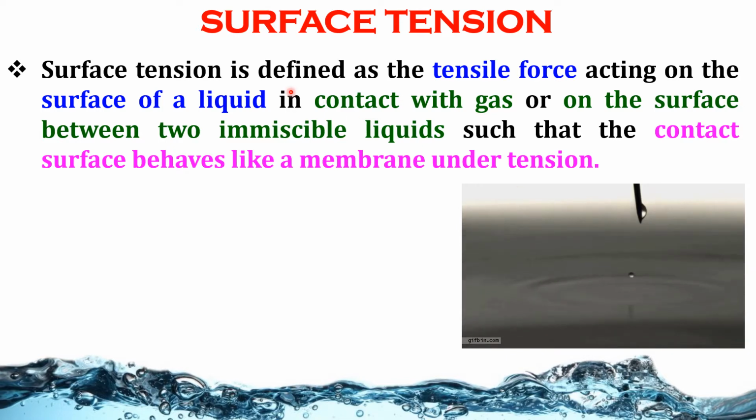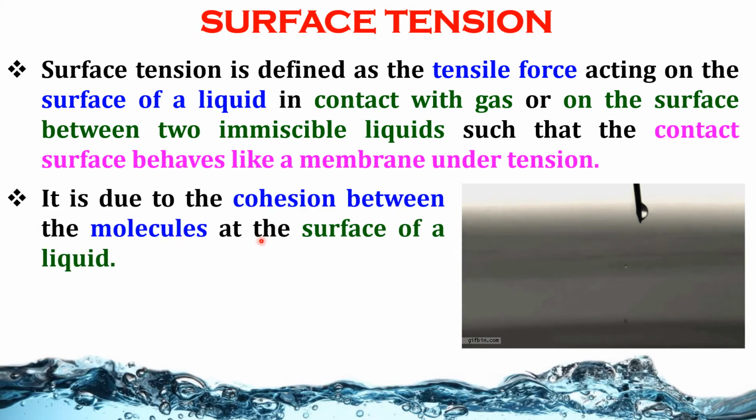The surface tension is due to the cohesion between the molecules at the surface of the liquid. The unit of surface tension is Newton per meter.